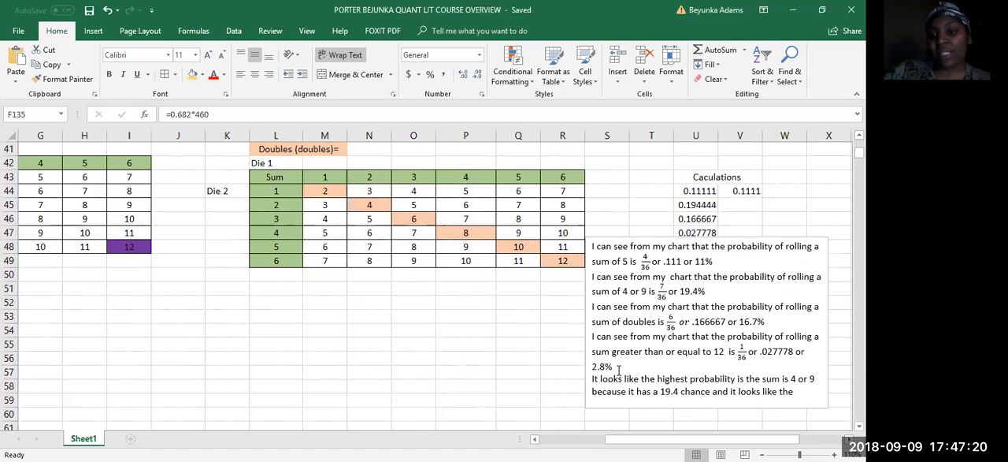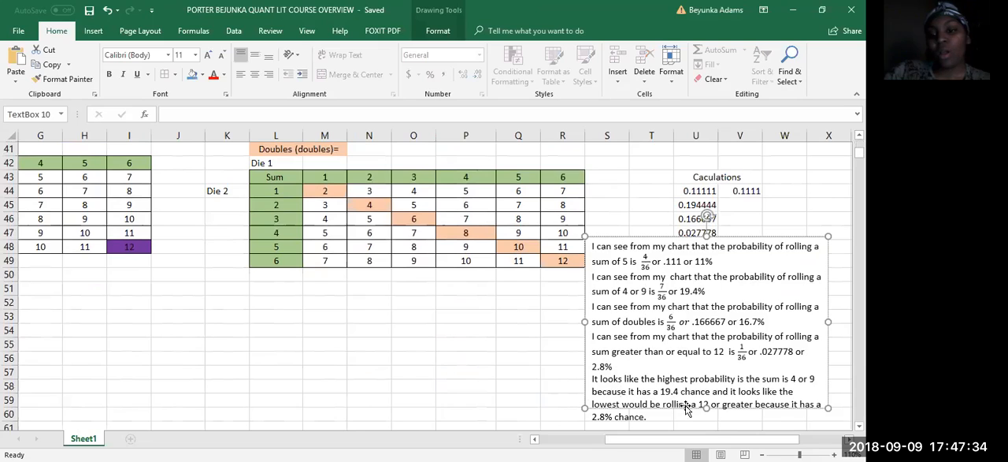And it says here, it looks like the highest probability is the sum of 4 or 9, because it has a 19.4% chance. And the lowest would be rolling 12 or greater because it has the lowest percentage, which is a 2.8% chance. All right, let's move on to number 3.